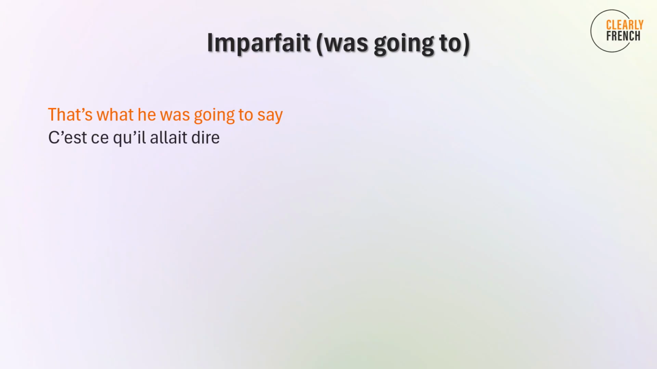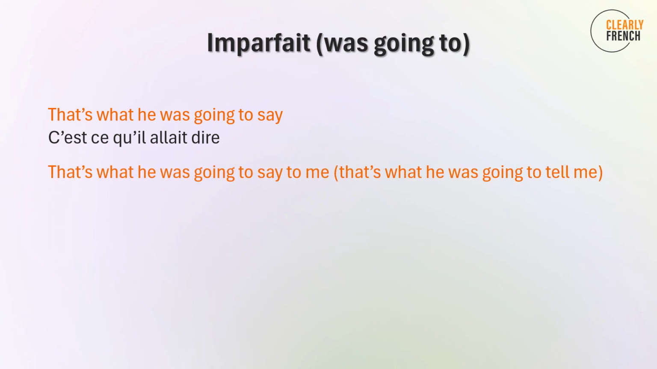And now let's do the same with he. That's what he was going to say. C'est ce qu'il allait dire. That's what he was going to say to me. C'est ce qu'il allait me dire. Now the me doesn't go before allait, it goes before dire. Because what was he going to do? Tell me. Or me tell.